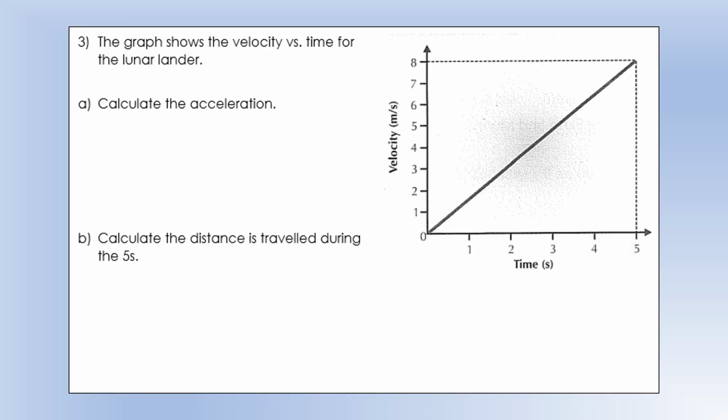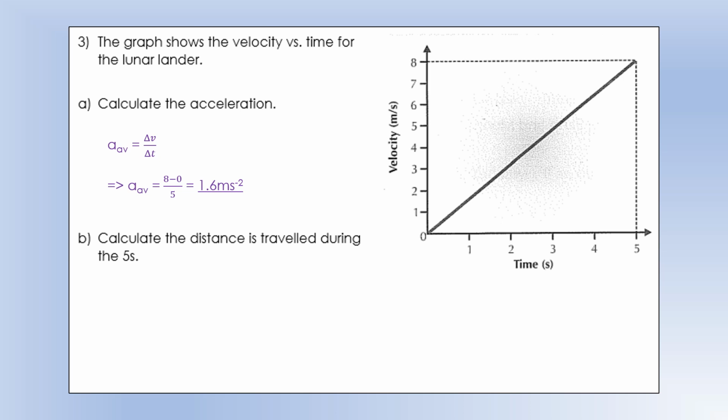Okay, so we've got a different velocity versus time graph for a lunar lander. Calculate the acceleration. Well, acceleration is the gradient, and it's a straight line, so that's pretty easy. We're going to do change of velocity over change of time. So at the end of the time, it's at 8. It started at a velocity of 0, so we're going to do 8 minus 0, divided by 5 gives us 1.6 meters per second squared.